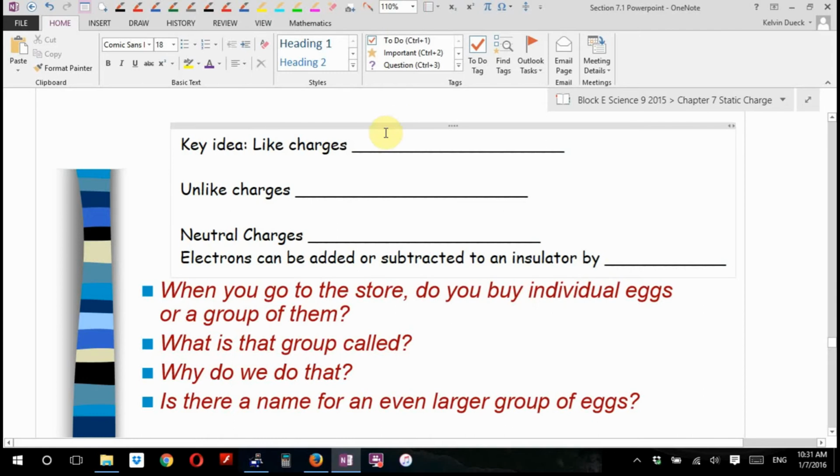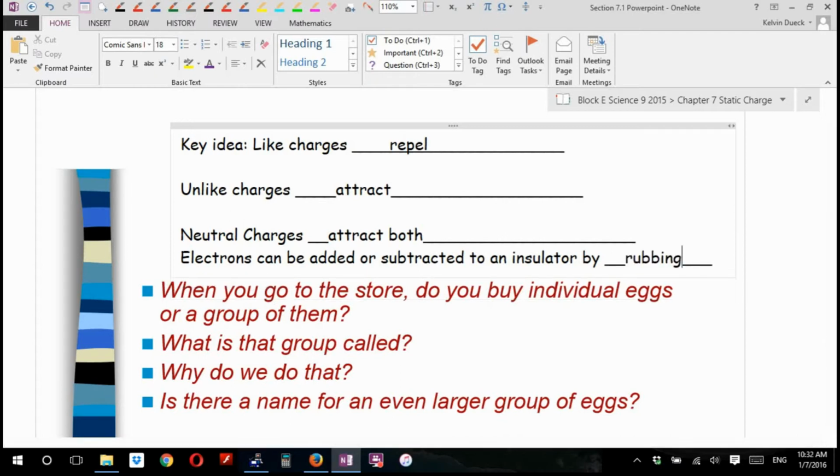So I wrote down here the key idea: like charges repel, unlike charges attract, and neutral charges attract both, or are attracted to both, and by rubbing. If you know that, fine, but that's basically the summary of last day. Nick, we got a problem.